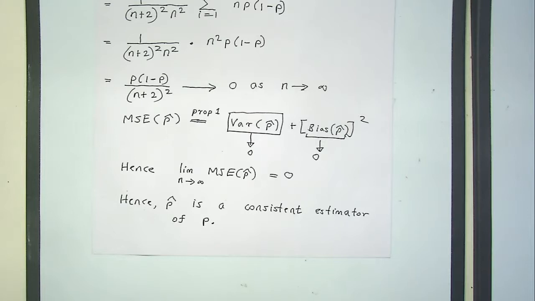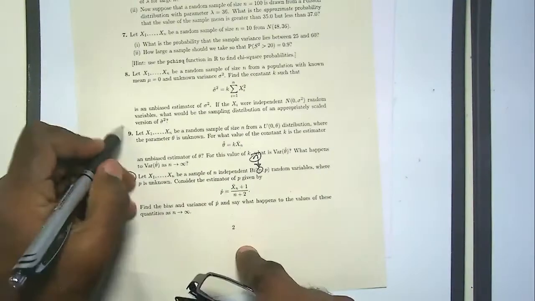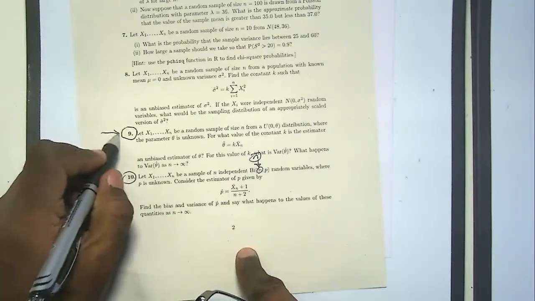Question 9 is also on bias and MSE, so it shouldn't be a problem for you. So this is question 9. So we're doing question 9 now. We're done with this.